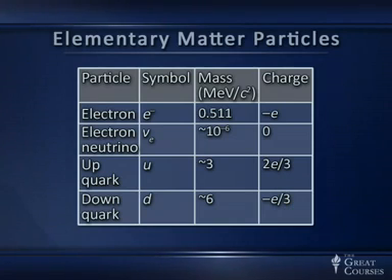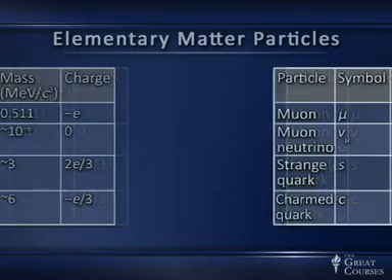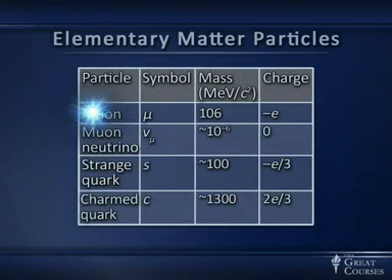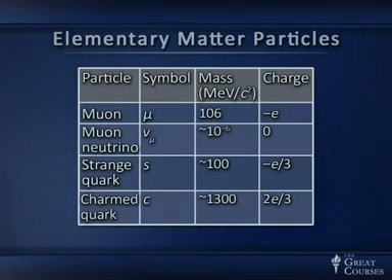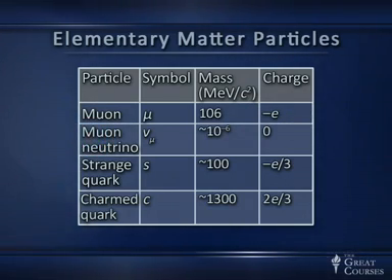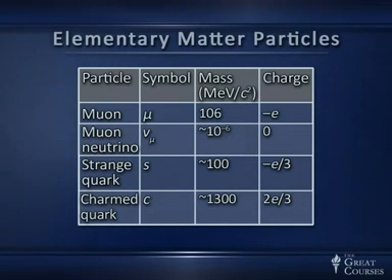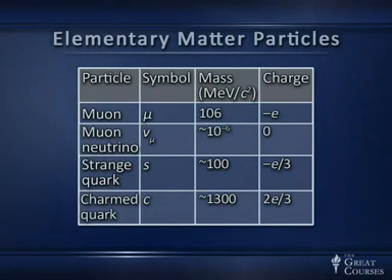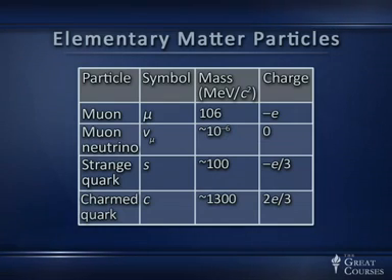So those are the elementary matter particles of the first family. Here are the particles of the second family, the muon, a lot more massive, 106 MeV, about 200 times as massive as the electron. It's got the same charge as the electron, minus E. There's a muon neutrino, which we really don't know the neutrino masses very well, so that 10 to the minus 6 is pretty vague. And it turns out that electron and muon neutrinos can turn into each other. It's called the changing of flavor of the neutrinos.